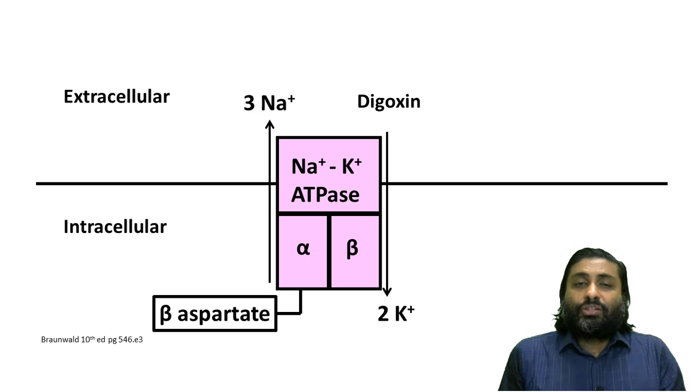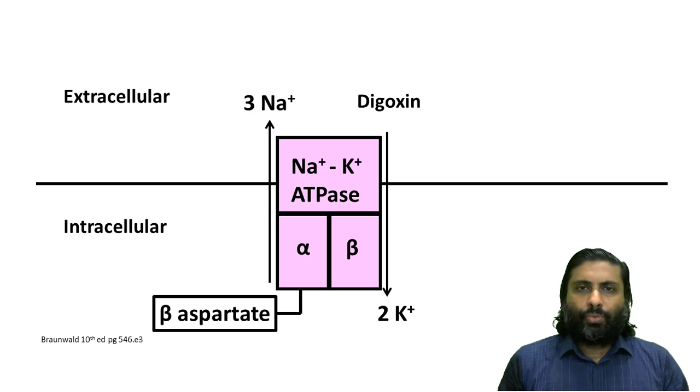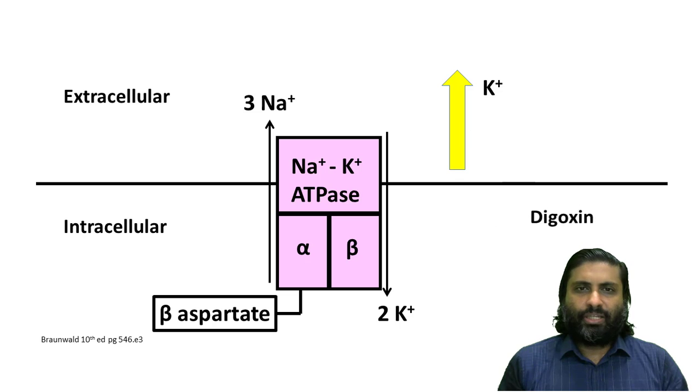Now, digoxin binds much more strongly to its binding site when the beta-aspartate moiety is in the phosphorylated state. If we were to increase the extracellular concentrations of potassium, it would lead to dephosphorylation of the beta-aspartate moiety and cause digoxin to bind much less strongly to the sodium-potassium ATPase pump. So this may also explain why increasing serum potassium levels may reduce the toxicity associated with digoxin.